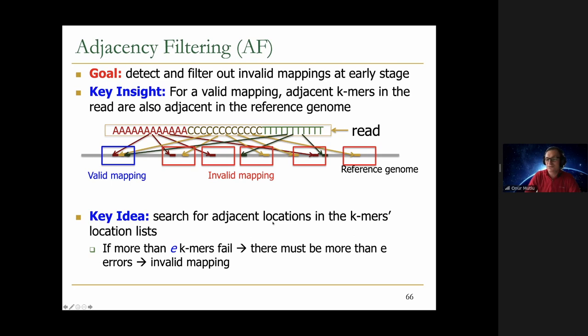If more than E k-mers fail, there must be more than E errors, which means that you have an invalid mapping. You don't need to do the edit distance computation. And given that about 1 out of 1,000 mappings are invalid because of the way the hash table is constructed and the characteristics of the reference genome, you can eliminate a lot of computation, as we will see.